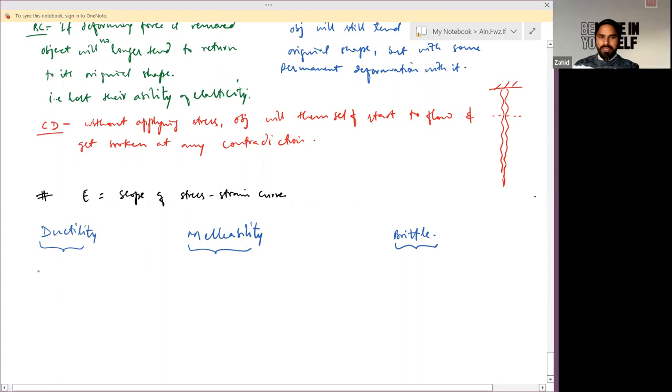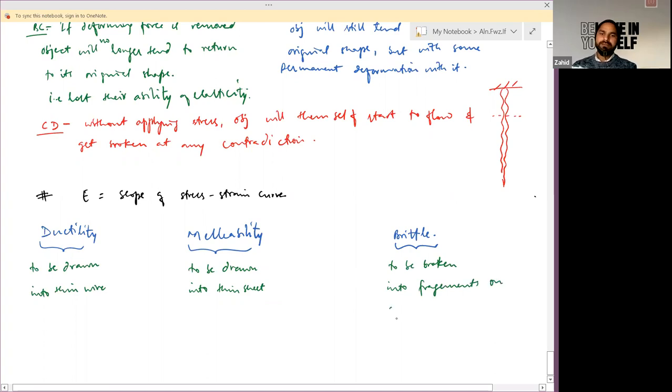Good. So ductility is basically the property of a material to be drawn into thin wires. Malleability is to be drawn into thin sheets, and brittle is to be broken into fragments on applying pressure or force.